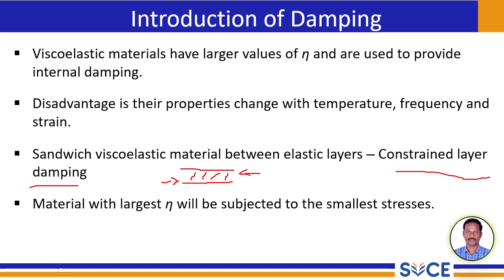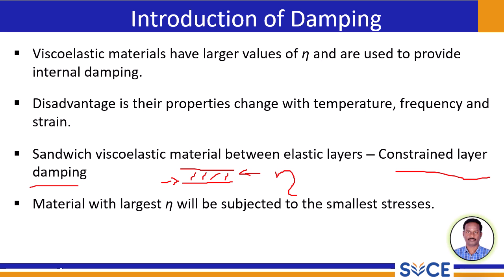An interesting point to consider is the stress distribution within a damped system. Generally, the material with the largest damping loss factor will be subjected to the smallest stress. This is because highly damping material absorbs more of the vibration energy, thus reducing the stress that would otherwise be transferred to other parts of the system. This principle can be useful in designing systems where certain components need to be protected from high stress levels.